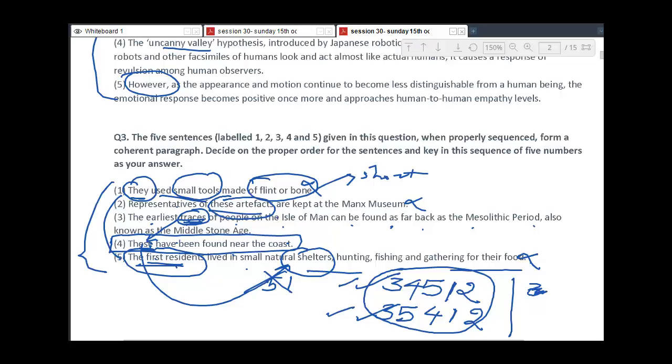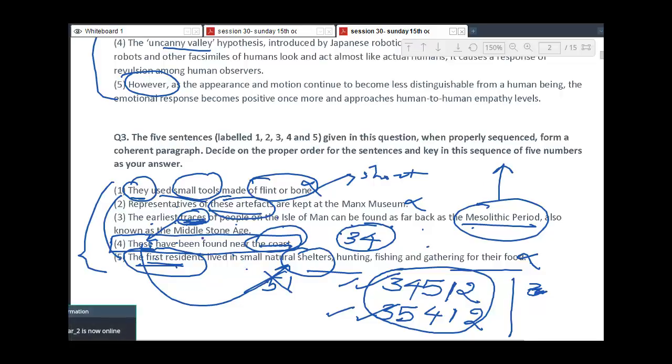But then people, when I say 3 and 4, don't they create some kind of redundancy? Because the traces can be found as far back as the Mesolithic period, and then you say these have been found near the coast. Once you say the traces can be found back to the Mesolithic period, and then the same traces can be found near the coast, it sounds a bit redundant. Are you getting my point, people? This is slightly awkward.